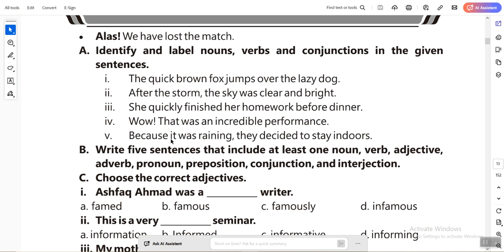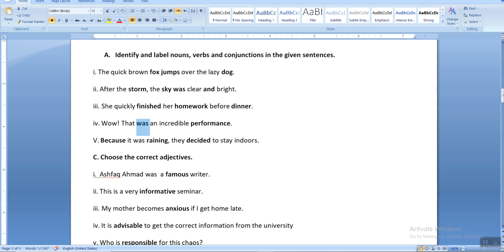Next, the fifth sentence: Because it was raining, they decided to stay indoors. Here the word because is our conjunction, raining is our verb, and decided is also our verb. Because is our conjunction, raining is a verb, and decided is also a verb. Done.